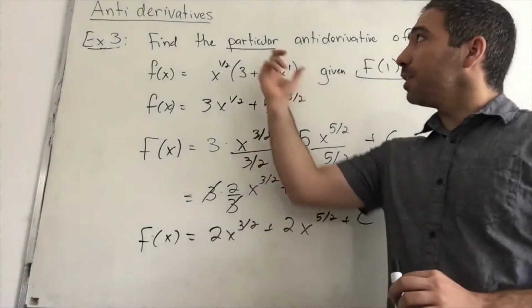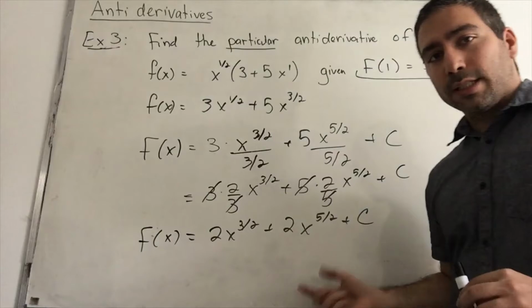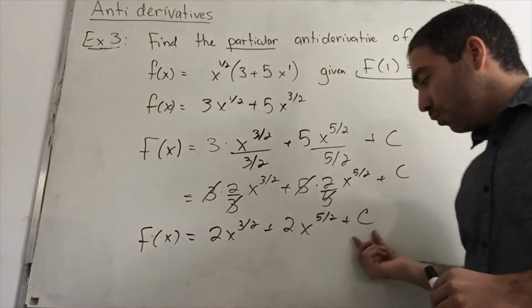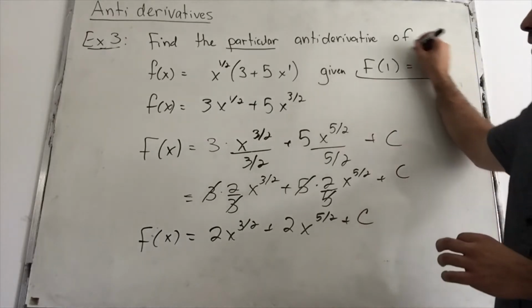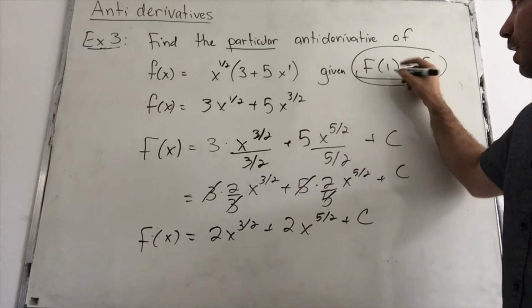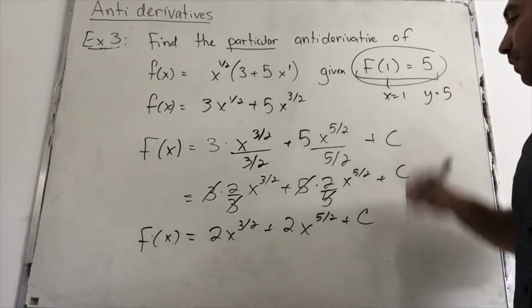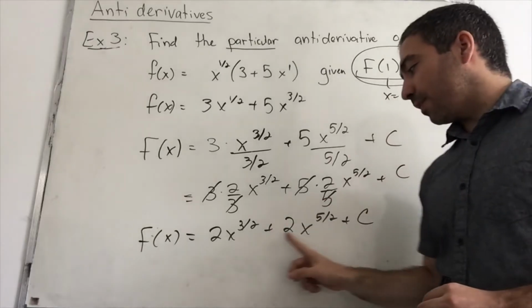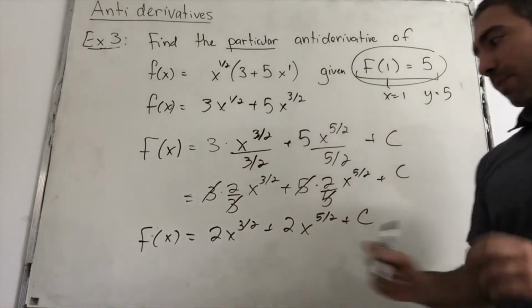So if it asks us to find the general solution or the general antiderivative, we're done. Since it's asking us for a particular antiderivative, we have to actually go ahead and find the value of c by plugging this in. Capital F of 1 equals 5 is really telling us when x is 1, the y is 5. So we're substituting our x values with 1, and we're substituting the f of x, or y, with 5. So let's go ahead and do this.